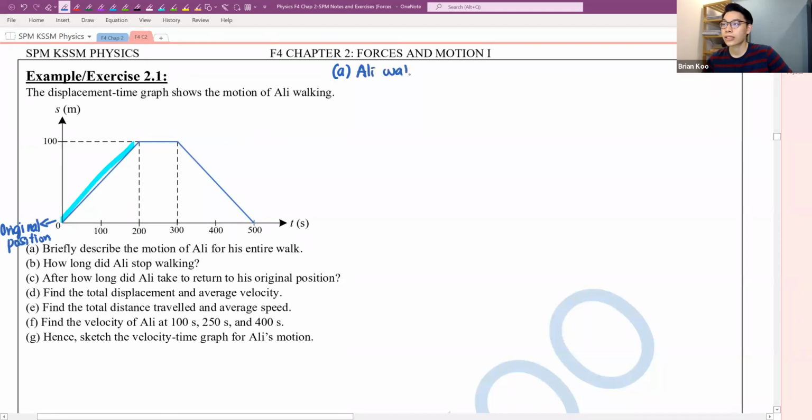Ali walks 100 meter away from the origin. Okay, like I said, this question, part A, is just for you to understand better what is going on. Ali walks 100 meter away from the origin for 200 seconds. Okay, you can even say that he's walking at constant velocity.